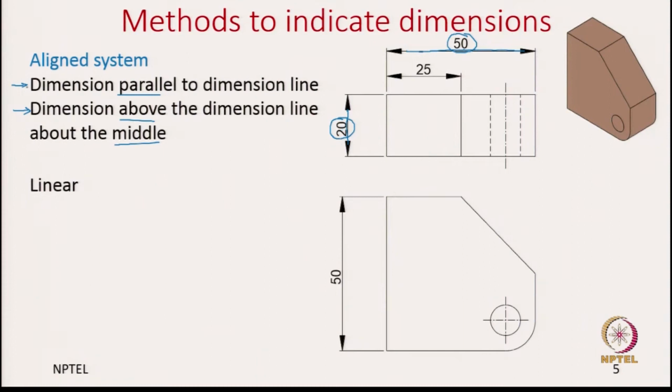And the second principle is, we are saying we need to place this dimension value above the dimension line. So, this 50 is sitting on top of the dimension line. Similarly, this 25 is sitting on top of the dimension line. For a vertical line, you need to place it on top. The top is not so obvious here, but we place it to the left in this case.